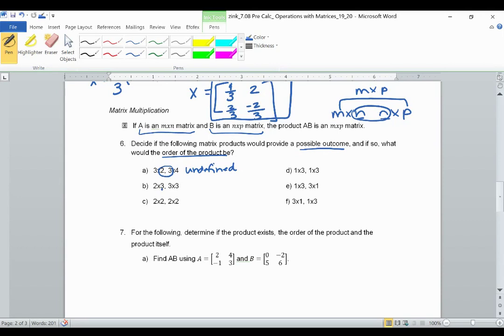So in letter B, we have 2 by 3, 3 by 3. So our middle numbers are the same. So the number of columns in the first is the same as the number of rows. If those are the same, then our new matrix will have an order of 2 by 3. Okay, the next one, middle numbers are the same. So the order would be 2 by 2. So here would be a good place to pause and try D, E, and F on your own.